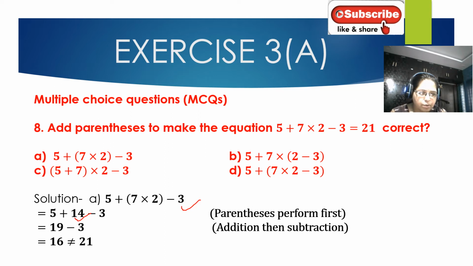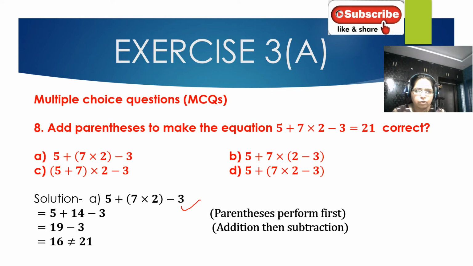Addition operation will be performed. 5 plus 14 is 19. 19 minus 3 is 16. 16 is not equal to 21. So the first option is not correct, as it is not equal to 21.